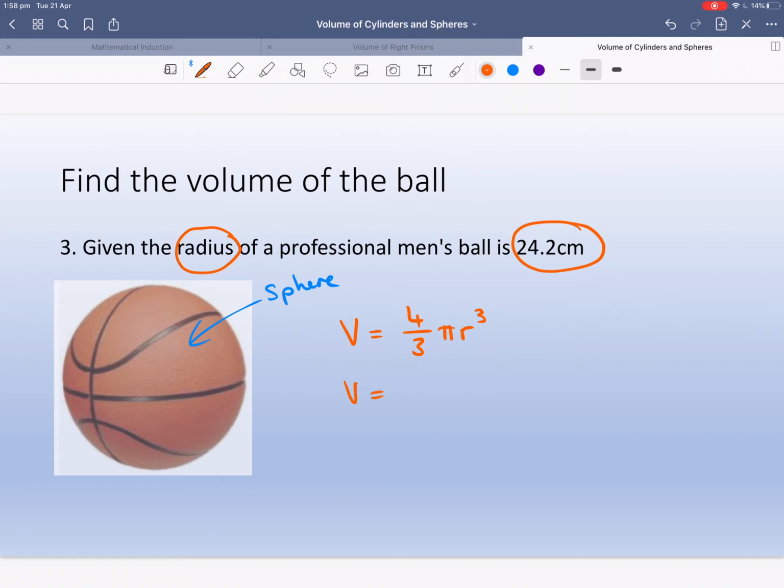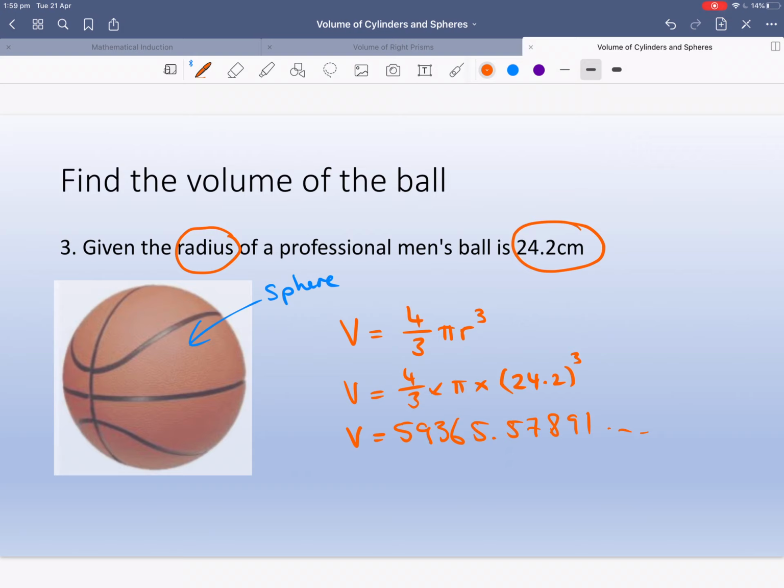So V equals 4 over 3 times pi, which is just a number, times, I'm going to use my brackets, it's going to be really crucial, 24.2 to the power of 3. And now it's just calculator work. So I'm going to put this in my calculator so I can work out what the answer will be, and that's to the power of 3. I get a really big number, 59365.57891, and obviously that number keeps going.